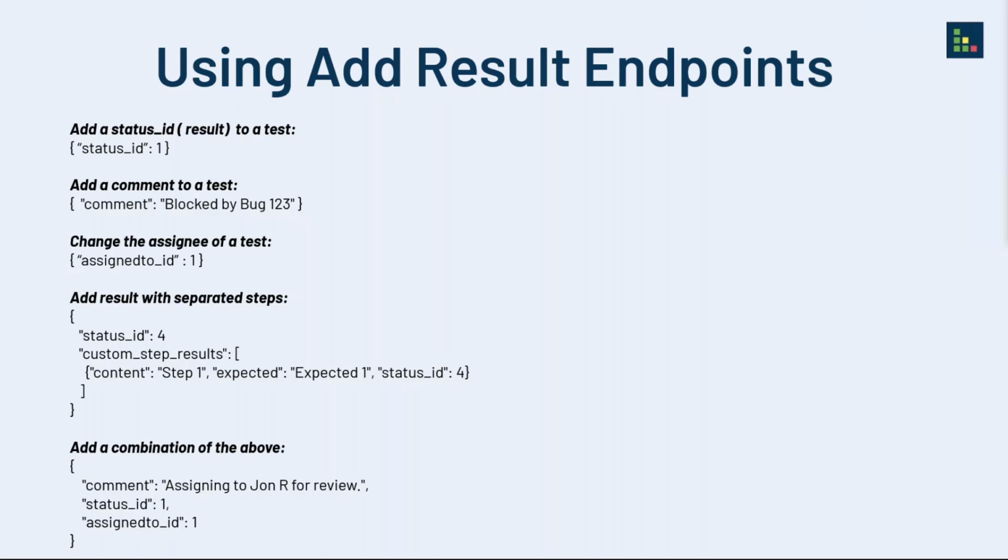When using the add result endpoints, you must do at least one of those things. So you must either add a status ID, add a comment, or change the assignee, or you can do a mix of any of those. The optional information would be the additional step details or other data and comment fields. Those are optional.